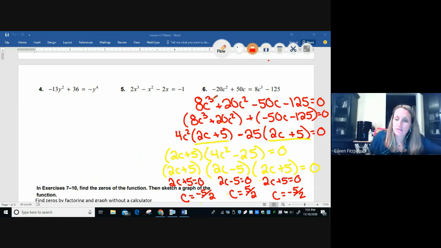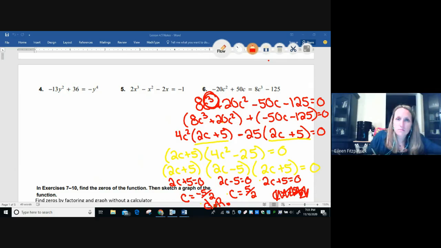Okay. The degree is 3. There are 3 solutions, but notice that this one repeats. So I wouldn't write it twice if I was giving my answer. I would just write it once. And what you can do, although I don't require it, some teachers do, I don't, is put a DR.